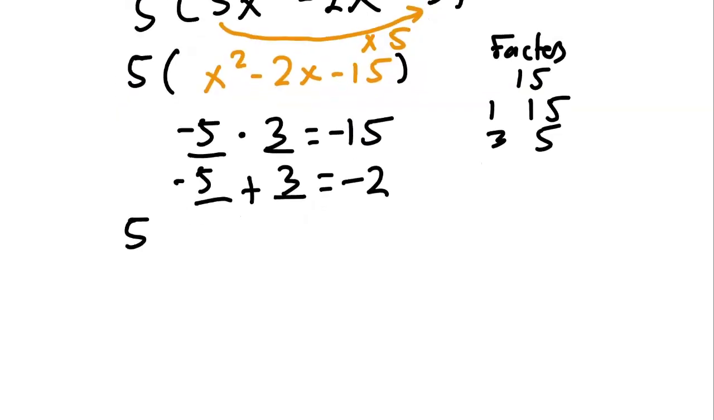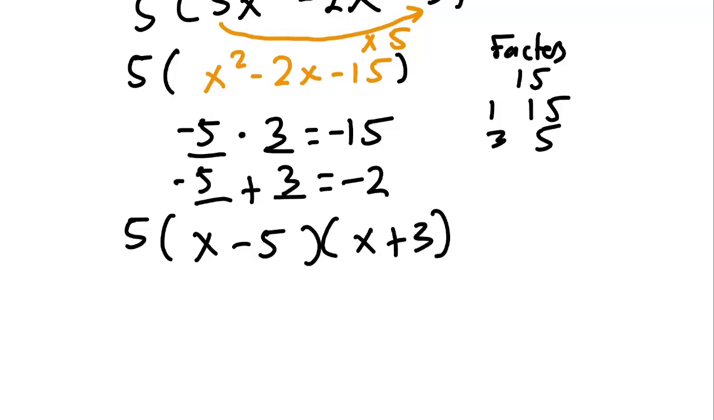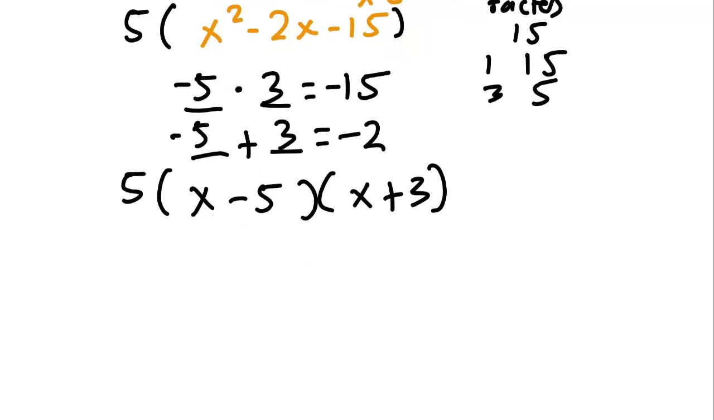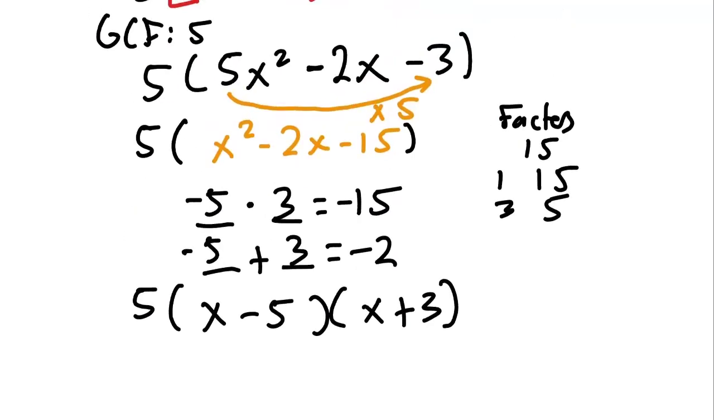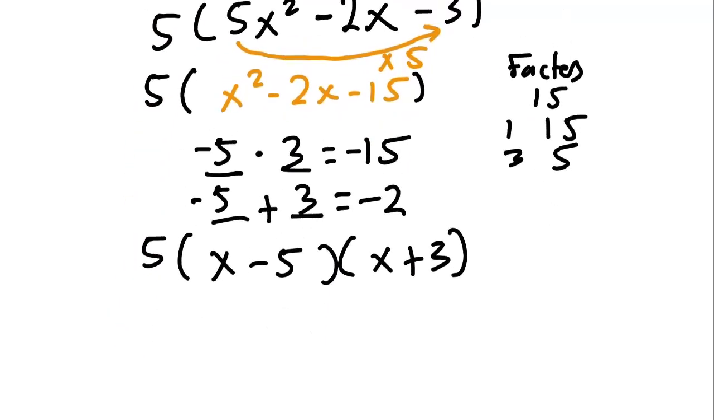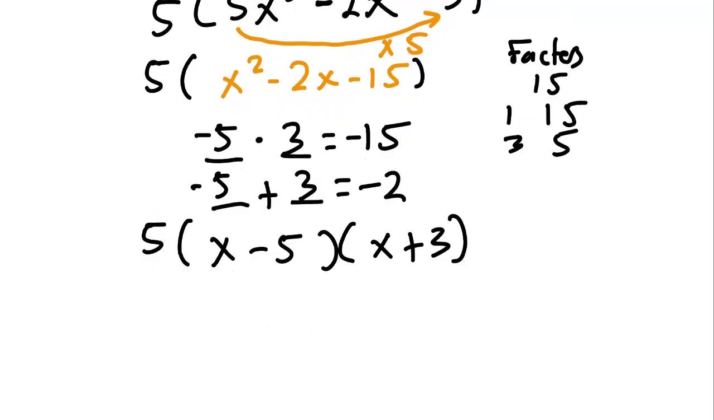Okay, so now we're going to write the factors. We have x minus 5, x plus 3. This GCF that we took out in the very beginning just tags along. He just goes along for the ride until the very end. Does anyone have any questions so far?